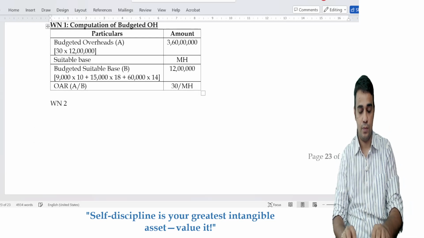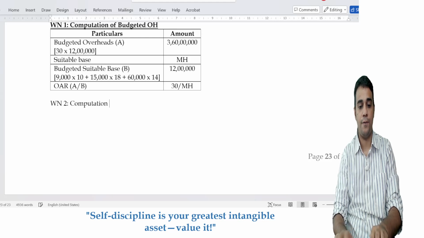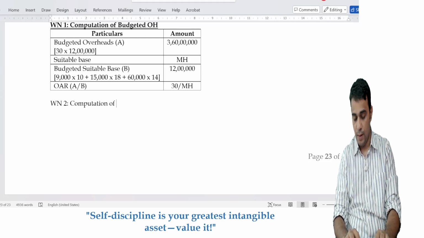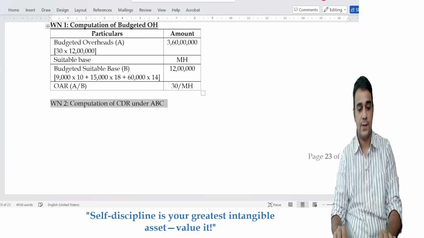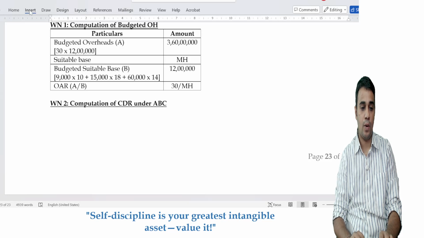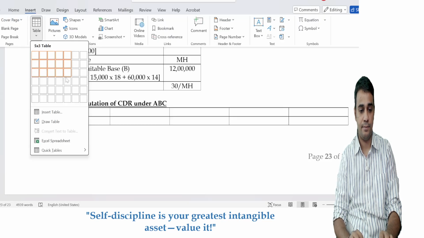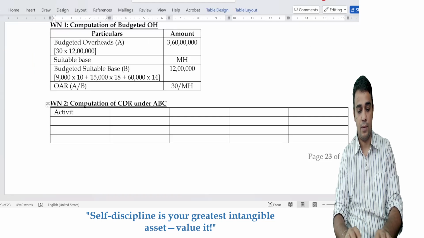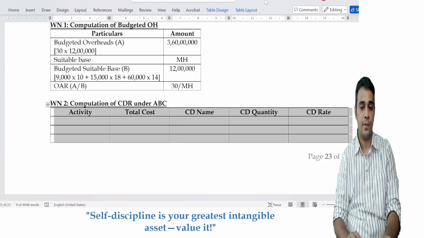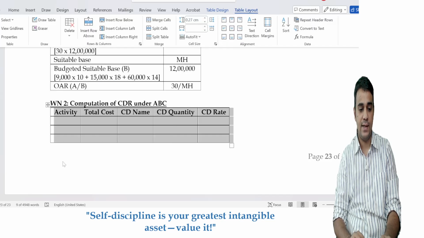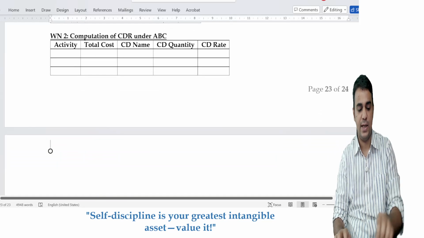Working note 2: computation of CDR under ABC. Activity, total cost, cost driver name, cost driver quantity, and cost driver rate. Leave some 6 lines. I will do the other step. I think together it is better because CDQ is a little tricky here.